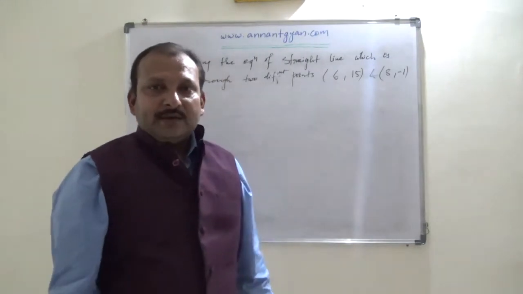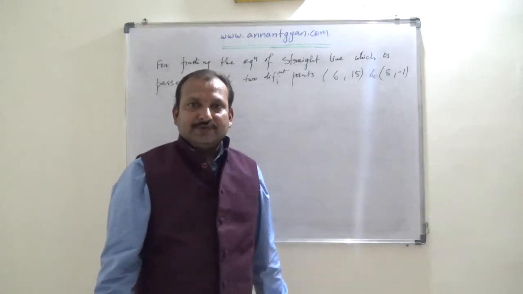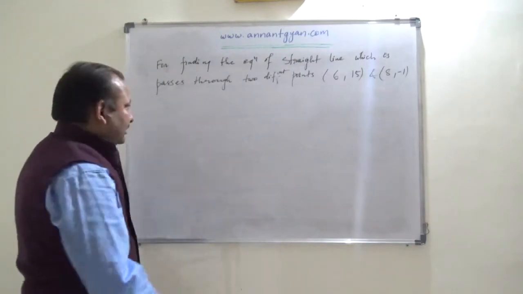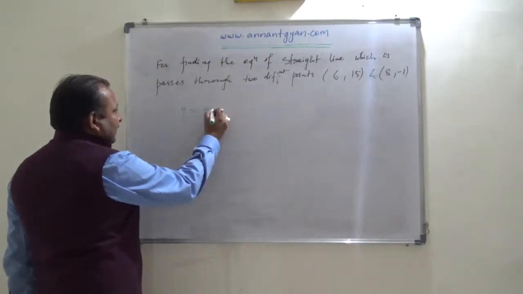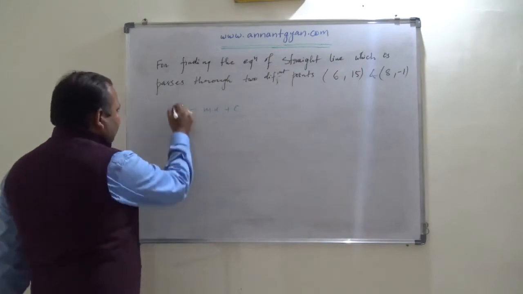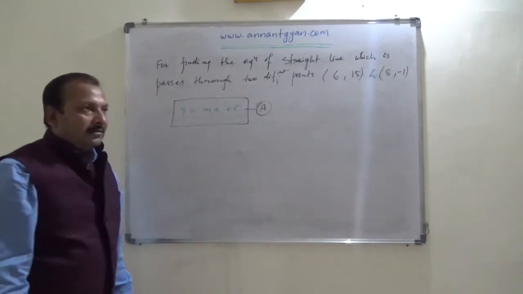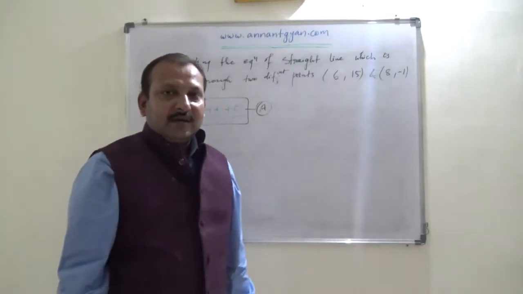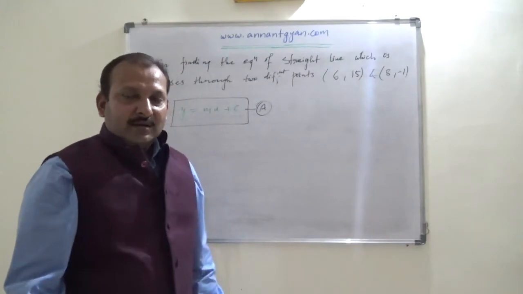There are two methods we are using to get the equation of a straight line which passes through two different points. The first method is by using the equation of the straight line, that is y equal to mx plus c. This is A. By this particular equation we can get the equation of a straight line which passes through two different points. How we are getting it, I shall show you.